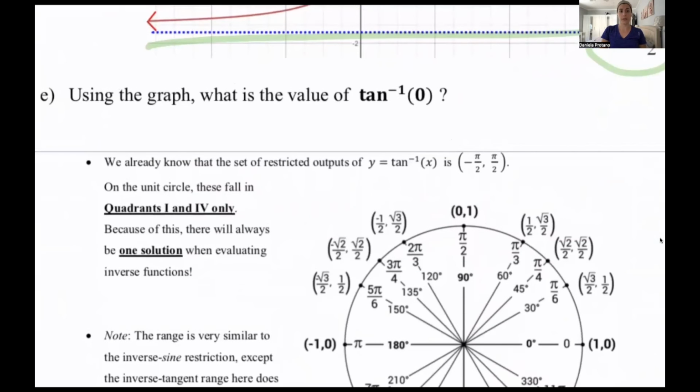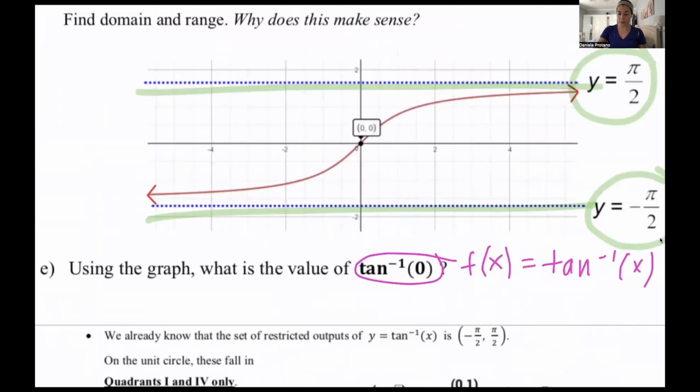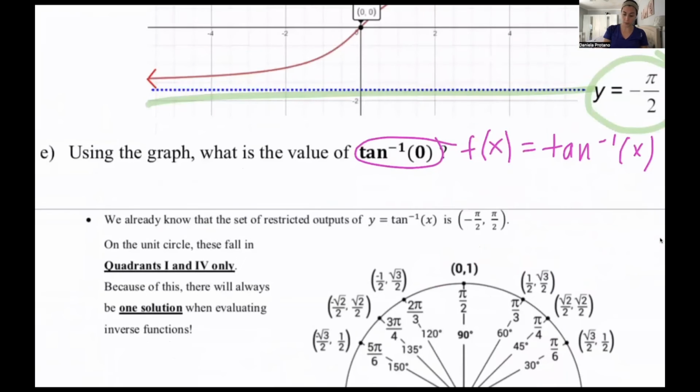And so if we use the graph really quickly to find inverse tan or arctan of 0, if the function was arctangent of x, it's now a function, we can see, because it passes the vertical line test. So we're going to be plugging in 0. So we're finding f of 0, that's inverse tan of 0, which is what we are looking for.